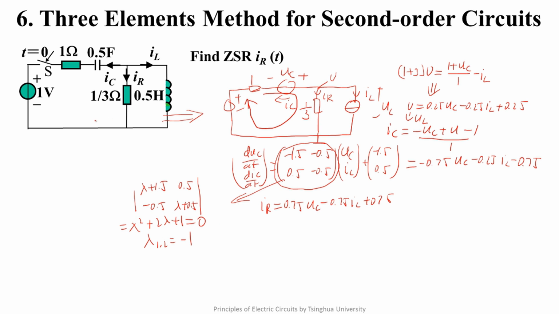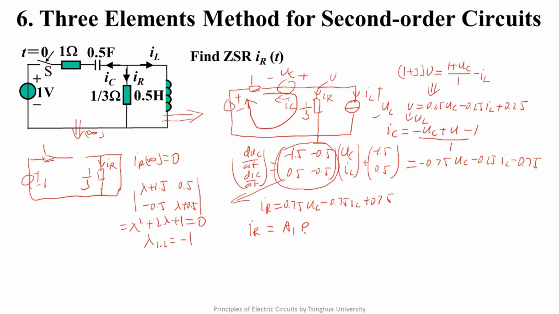In addition, we also need to know the steady state value of IR. When the circuit is in steady state, the capacitor is an open circuit and the inductor is a short circuit. We need to draw the steady state equivalent circuit. It's clear that the steady state value for IR is 0. Having these two pieces of basic knowledge, we can write that the general solution of IR is of the form A1 times e to the power of minus t plus A2 times t times e to the power of minus t.